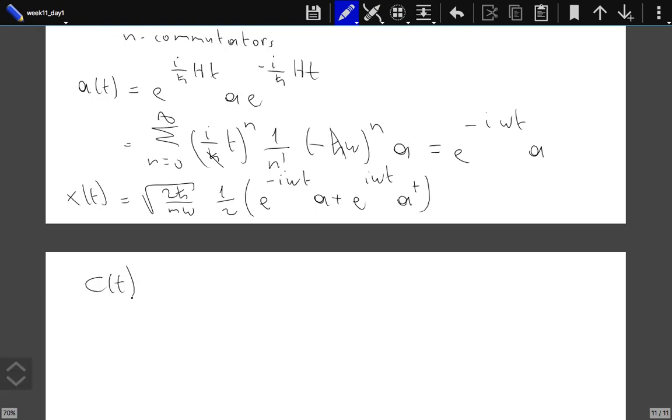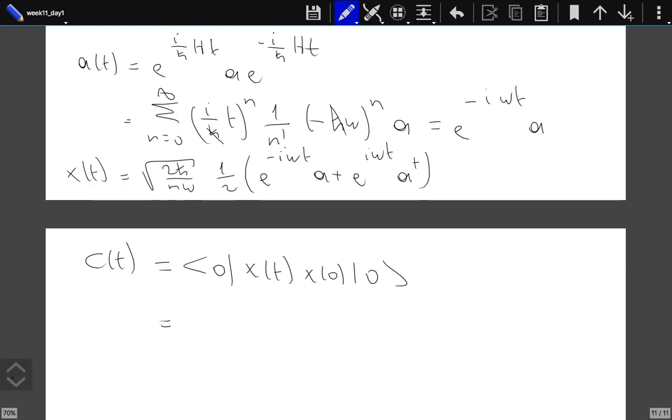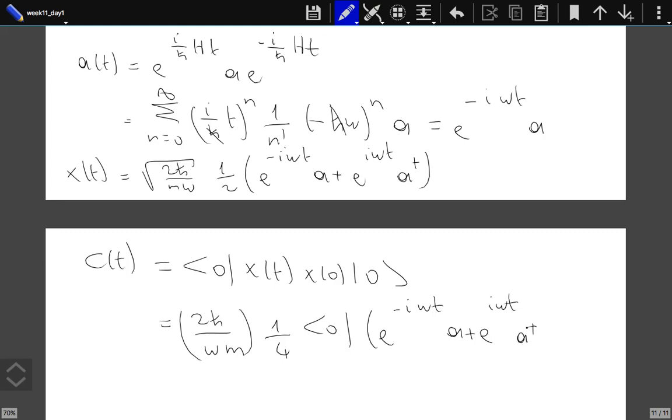Now let's look at my correlation function. For the ground state, this is defined as, well, the ground state, x of t, x of 0, ground state. This is equal to, if I write x of t and x of 0 in terms of a and a dagger, I would obtain 2 h bar over m omega times 1 over 4, vacuum, e to the power minus i omega t a plus e to the power i omega t a dagger, a plus a dagger, acting on vacuum.